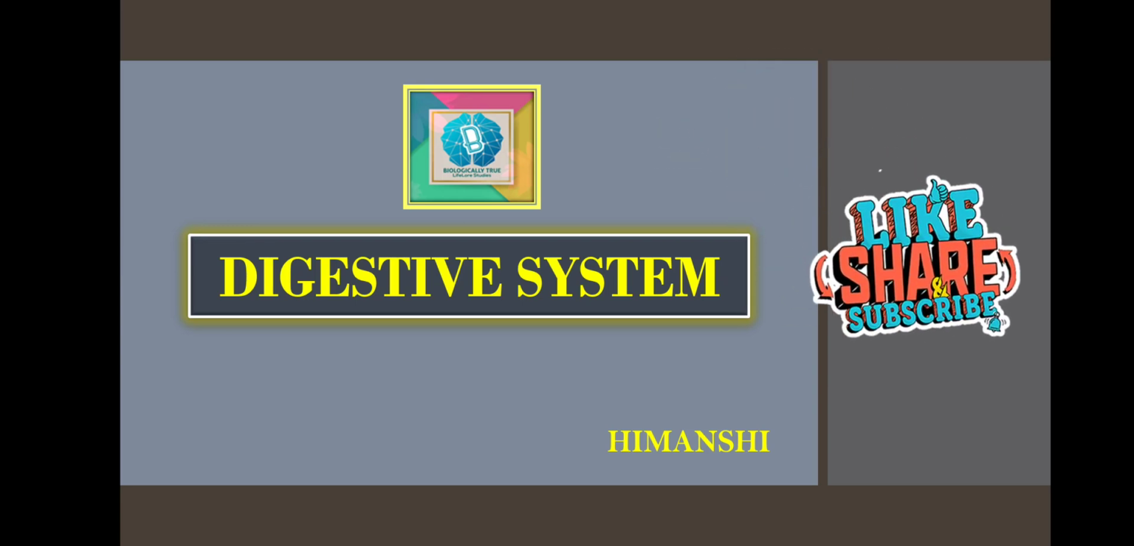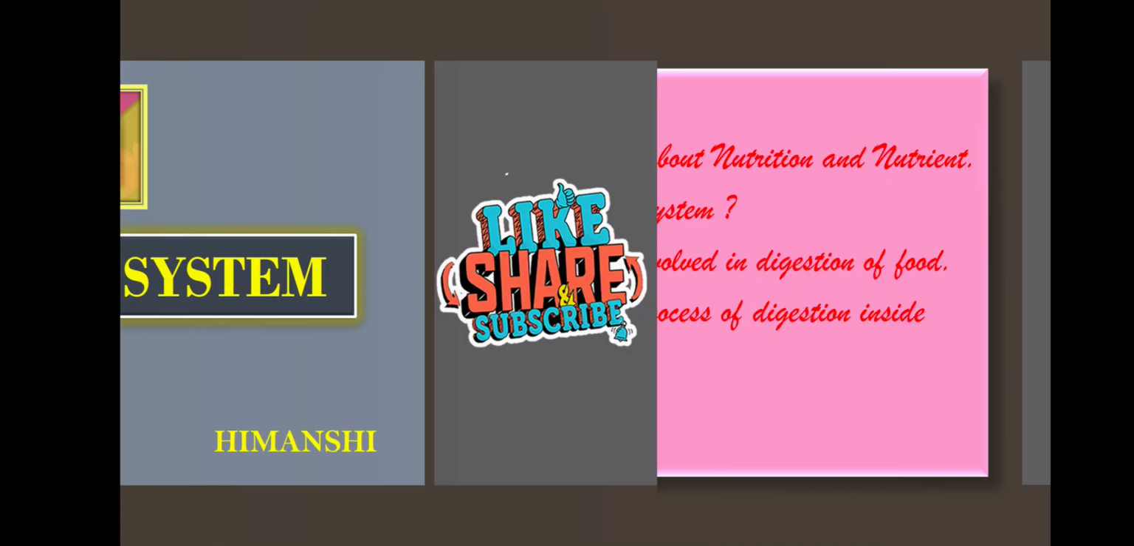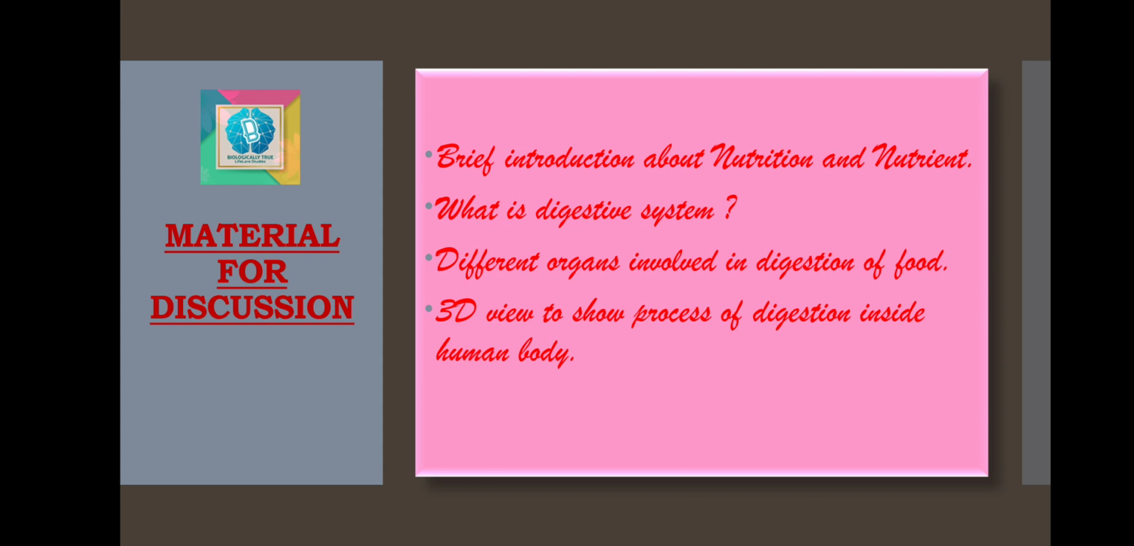Digestive System. In this module, we are going to discuss briefly what nutrition and nutrients are, what exactly the digestive system means, the different organs involved in the process of digestion of food, and a 3D view to show how the food travels inside the body in the process of digestion. So let's get started.